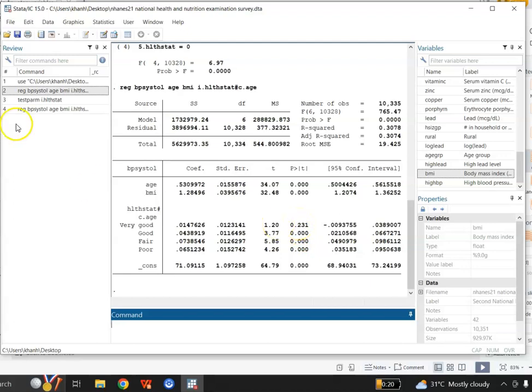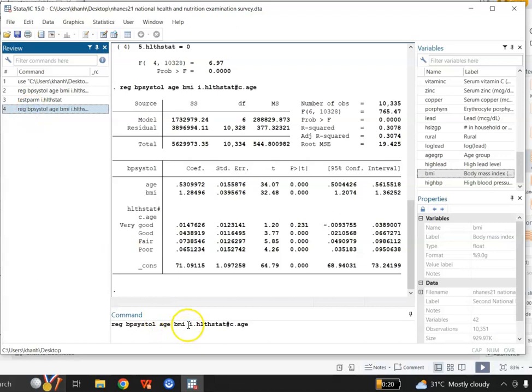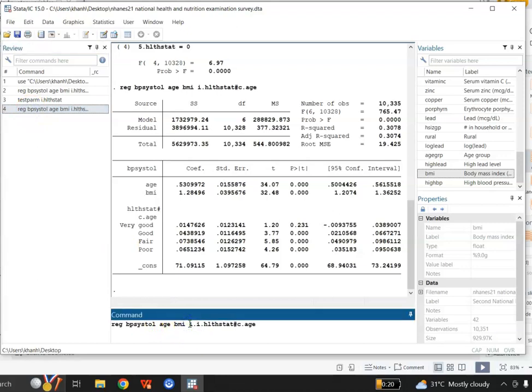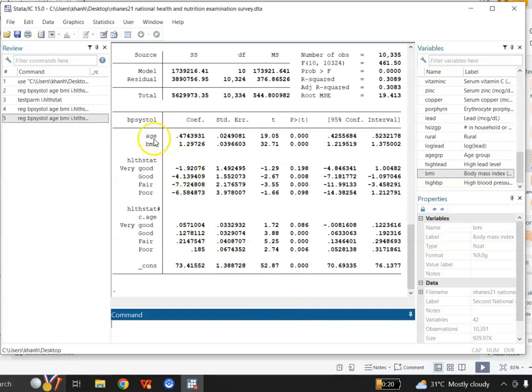significant. I should have also written i.health here, so that i.health appears as a main effect separately from the coefficient. Now this time, this is age, main effect of age, main effect of BMI. This is the main effect of health status, and again two are significant and two are not significant, and this is the interaction effect between health status and age. Now I have written c. in front of age to tell Stata that this is a continuous variable.